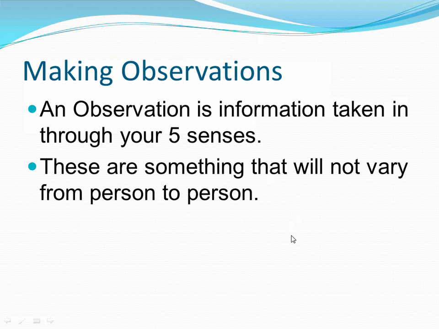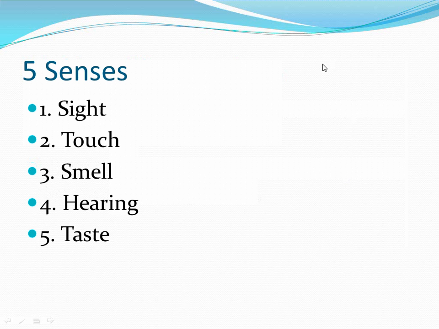So when you are making observations, an observation is really anything that you take in through your five senses. If you don't remember what those are or haven't learned about them, we'll talk about those coming up here. But really, an observation is something that will not vary from person to person. That is, it is universally true no matter who you are. So your five senses are sight, touch, smell, hearing, and taste. If you need extra time to write these down, just pause the video.